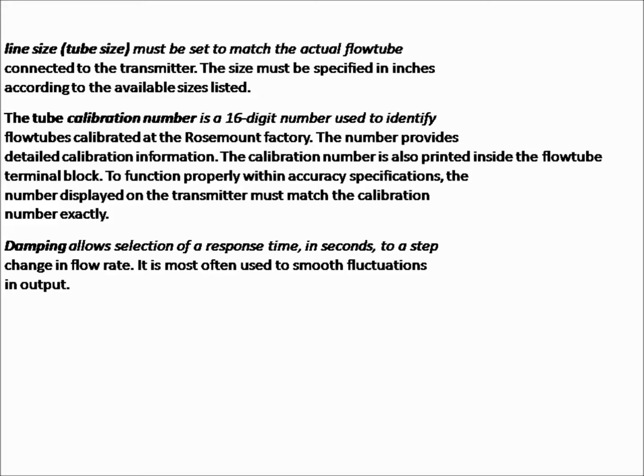So the next step is damping. It is the response time. The unit is in seconds. The typical response time or damping usually given is 2 or 4 seconds. It can be 2, 4, 6, 8, etc. Suppose your flow is fluctuating more, so you have to increase the damping. Decreasing damping may cause the fluctuation.